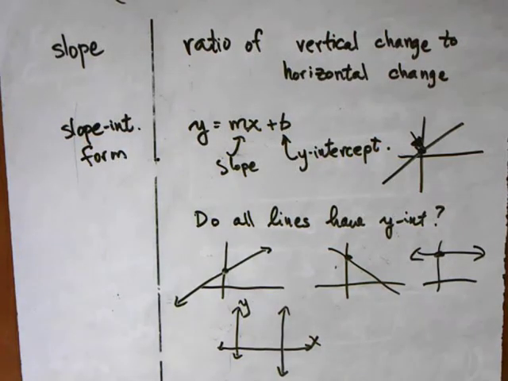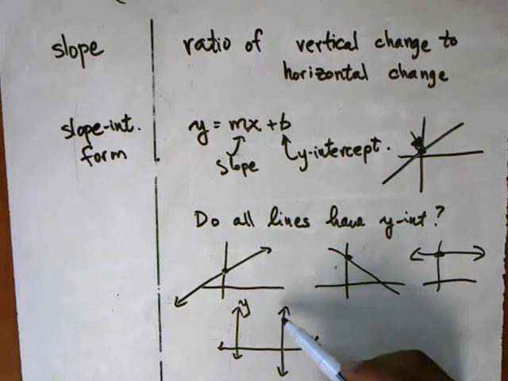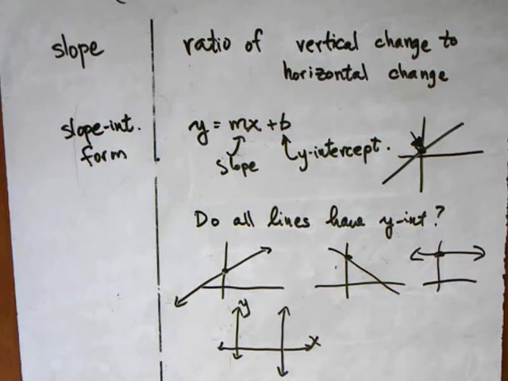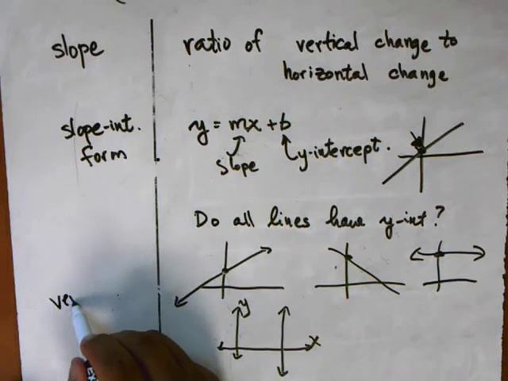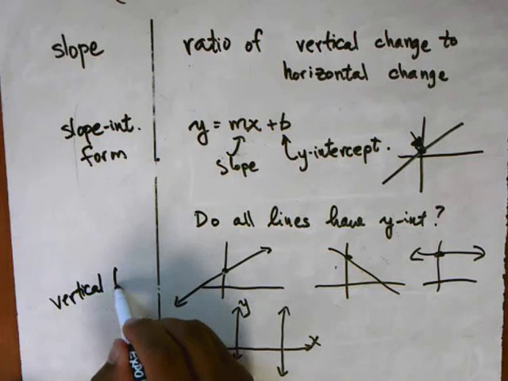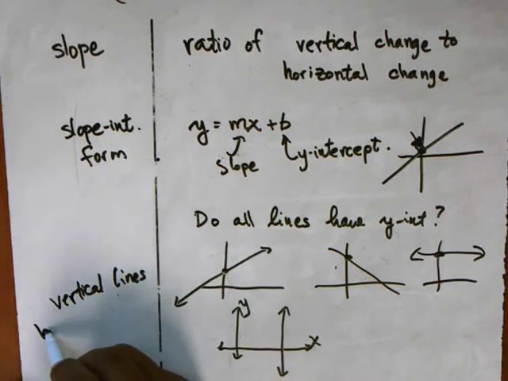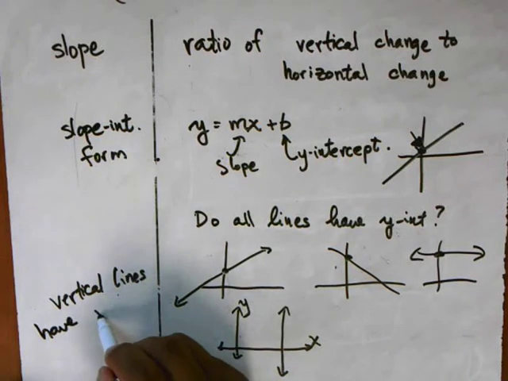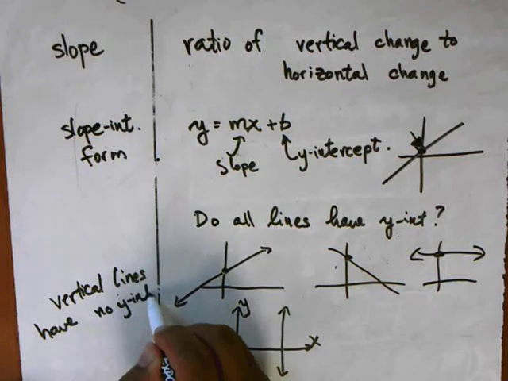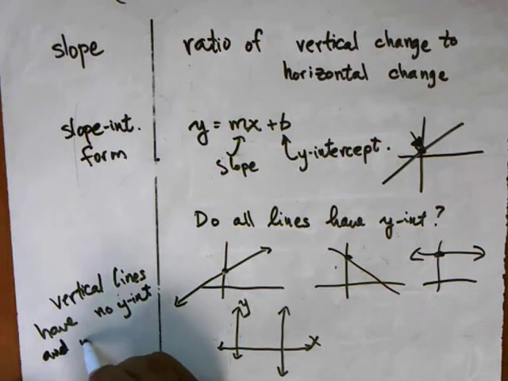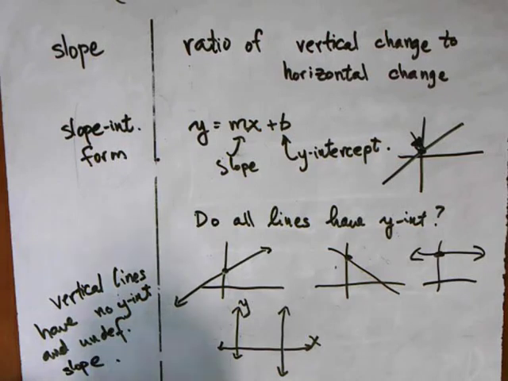clearly has no y-intercept, and in this case, it also has no slope because the slope is going to be infinite. Okay, and we'll see some examples of that shortly, but the main idea here is that vertical lines have no y-intercept and undefined slope. Okay. And so let's look at a few examples on this.